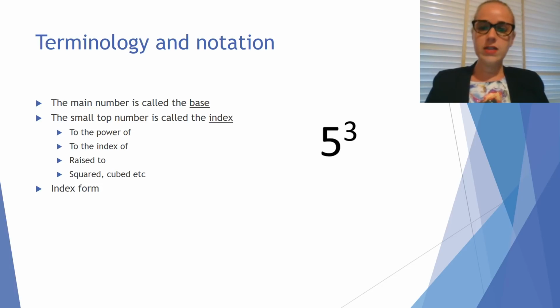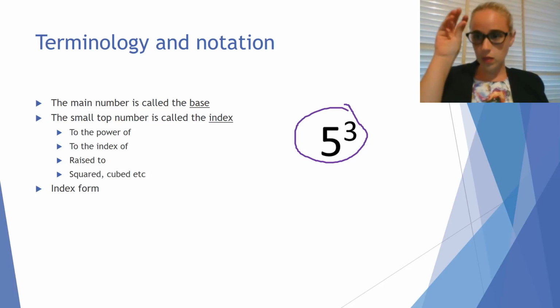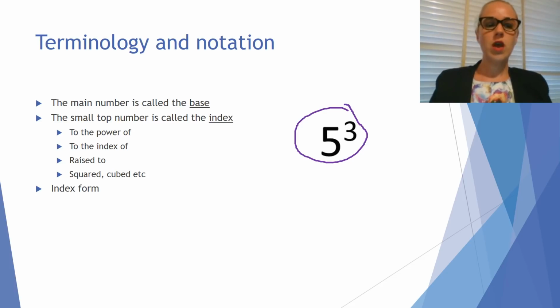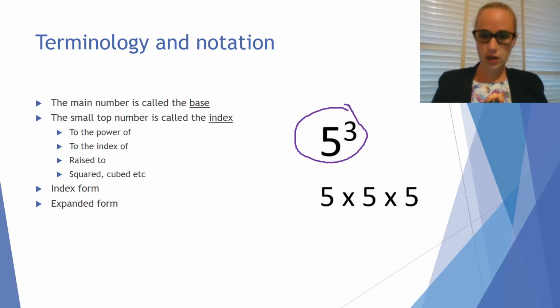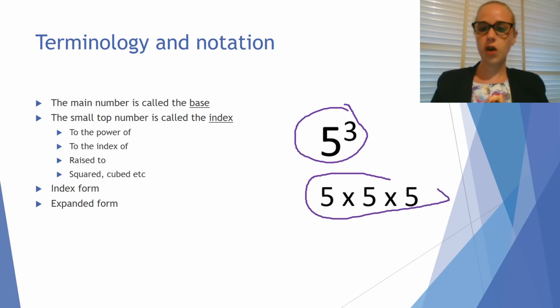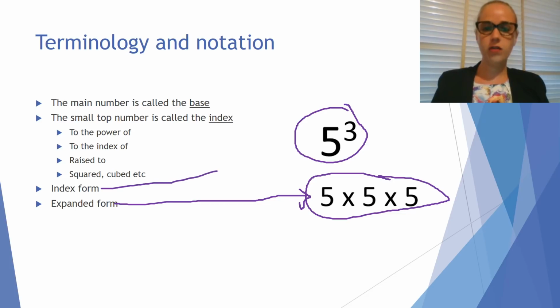When it's written like this, that's called index form, when it's written using the index number up the top as the superscript. When we write it out as 5 times 5 times 5, that's what we call expanded form. So they both say the same thing. They both say 5 times 5 times 5, but they say it in different ways. In the same way in maths and in everything, we sometimes write things different ways depending on what we're trying to communicate. That's what we're doing here.